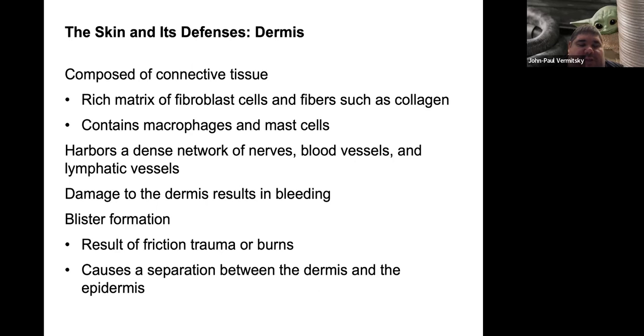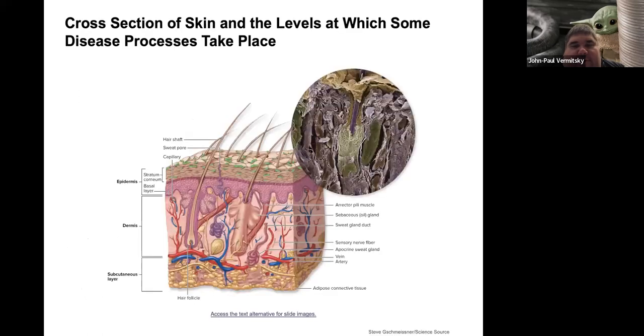Blister formation results from friction trauma or burns to the dermis, and it causes a separation between the dermis and the epidermis. And here we can see the two different layers of the skin. Here you have multiple layers of flat cells that are keratinized. This is your epidermis right here. And then this whole area here would be your dermis. And then down here in the yellow, you have what's called the subcutaneous layer, which is not part of the dermis, or not part of the skin, but it's just underneath the skin.